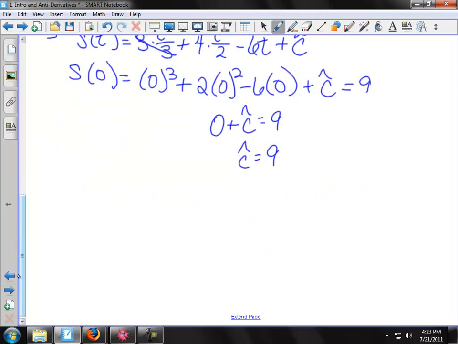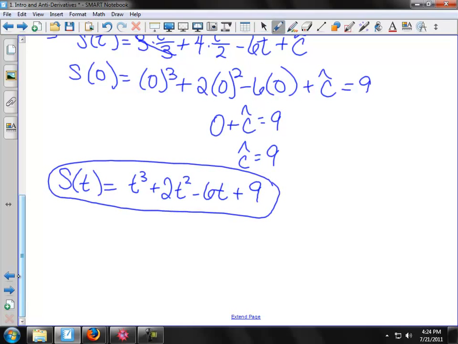So our final answer here, s of t, the original position function, was t cubed plus 2t squared minus 6t plus 9. So there's one application of using antiderivatives.